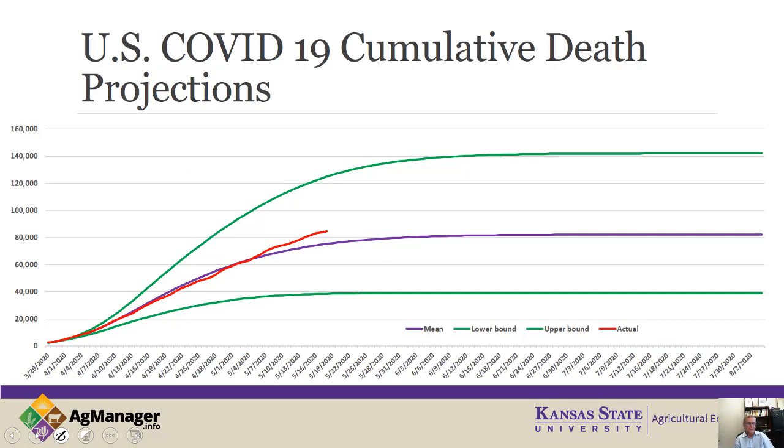This is the cumulative death total with regards to the original prediction. The original prediction was right at this 80,000 mark.